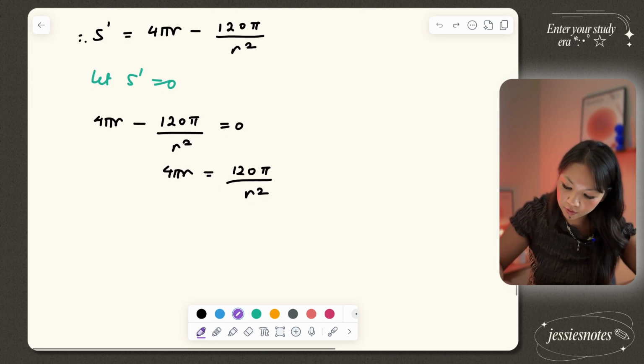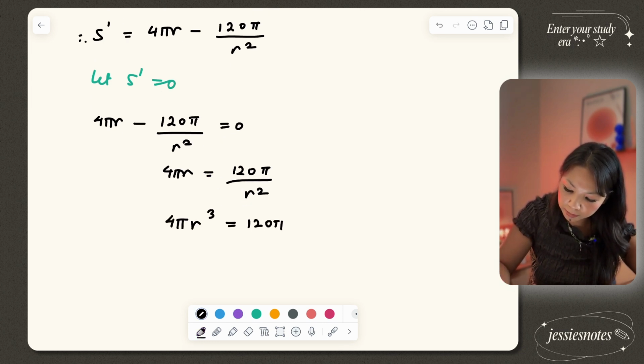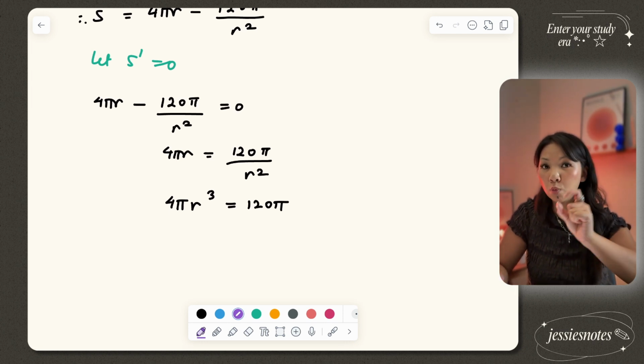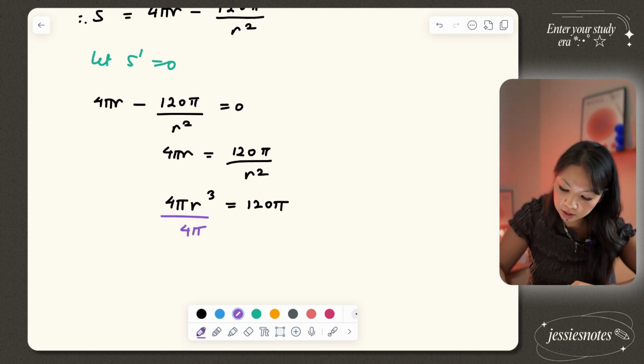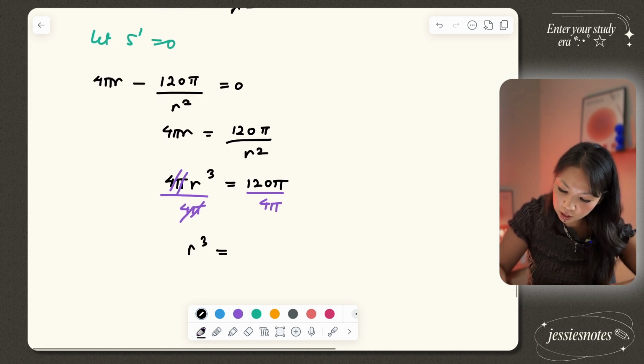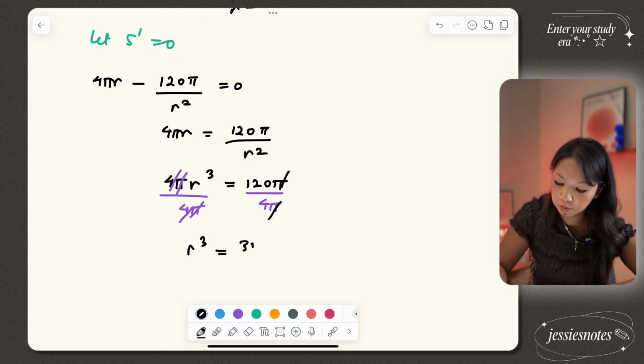Multiply that r squared over, we get 4 pi r cubed equals 120 pi. And remember, we're trying to make the radius the subject, so I'm going to divide both sides by 4 pi over here. We end up with r cubed is equal to, the pi's cancel, and that becomes 30.